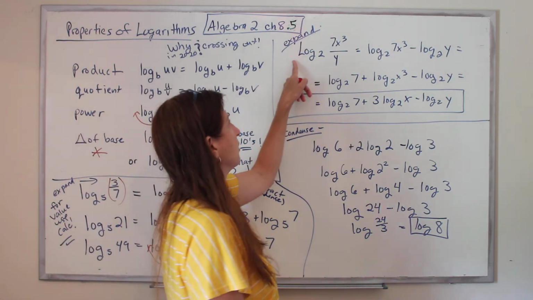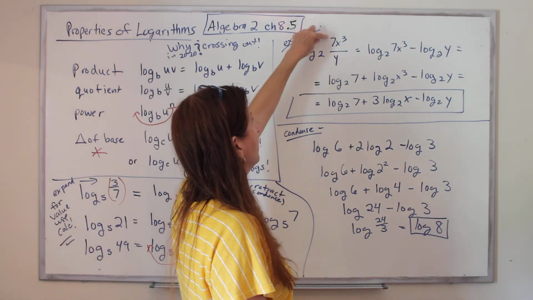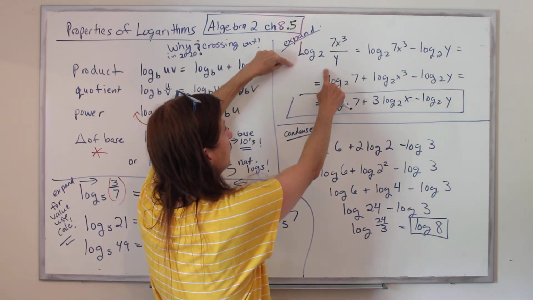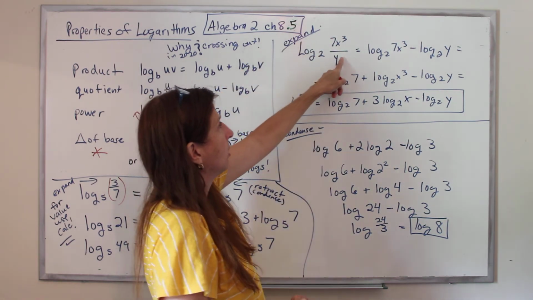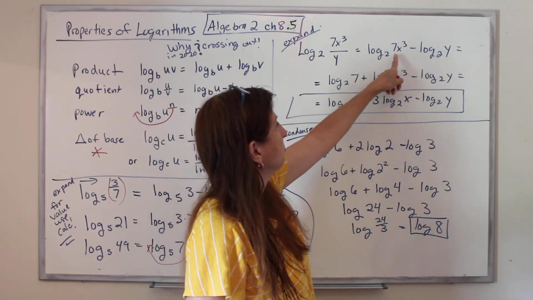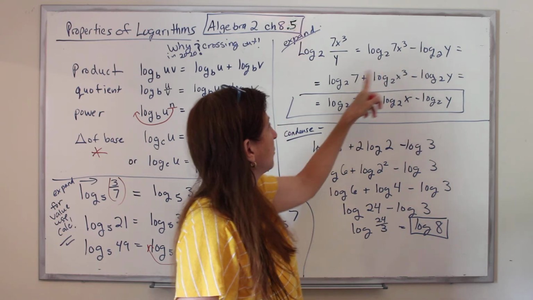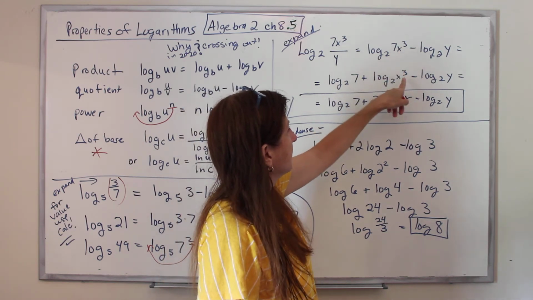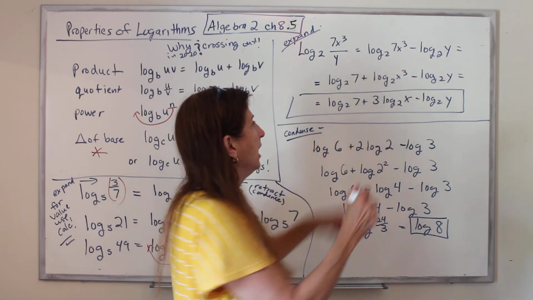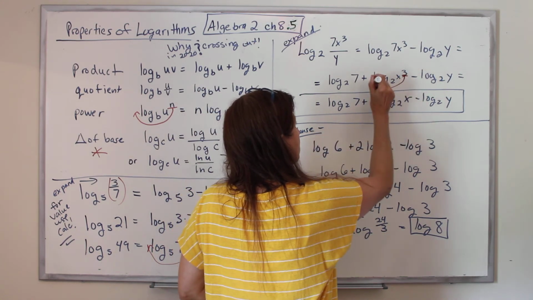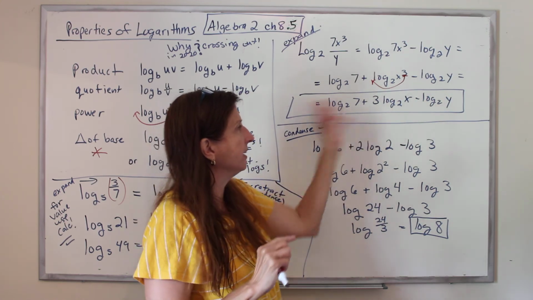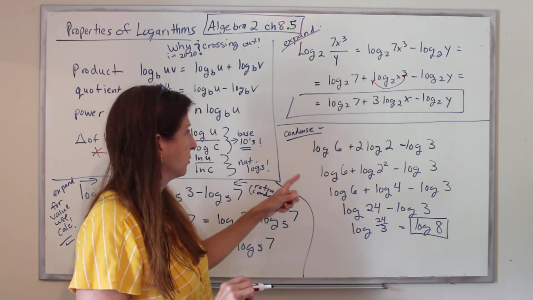Okay, so here's a fancy one. Expand log base 2 of 7x to the third power over y. Well, the first thing I'm going to do is get rid of the division bar by making it subtract. Then I'm going to break up this 7 times x cubed, like that. Then I'm going to take this 3, put it on its swing, and swing it around, doop, doop, doop, and there it is, all expanded. And then we could do something with it after we expanded.